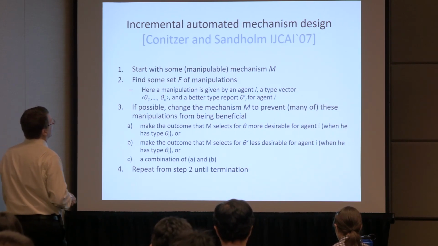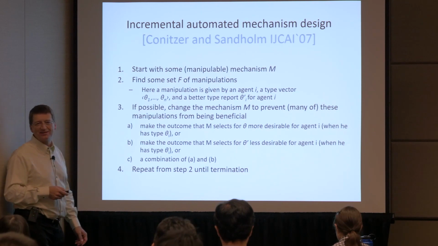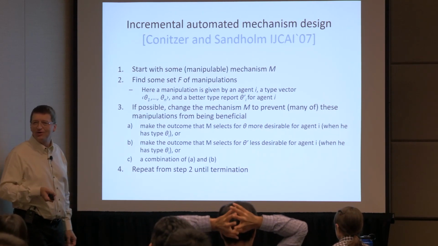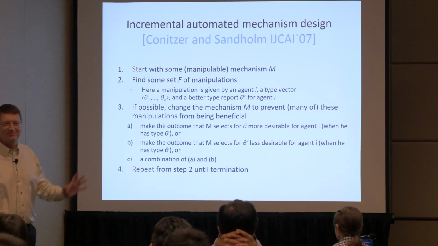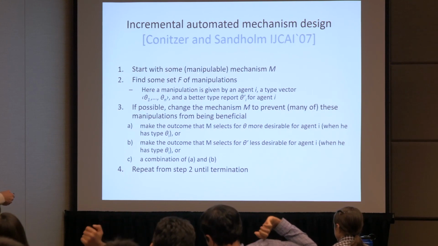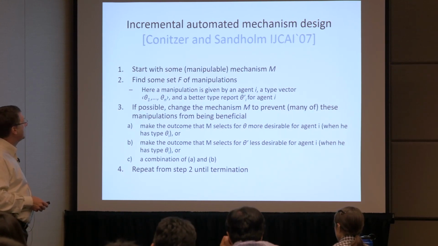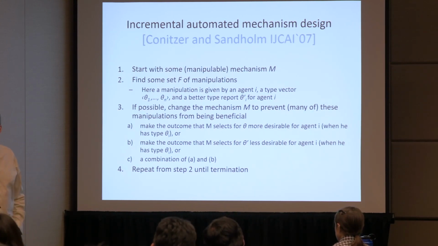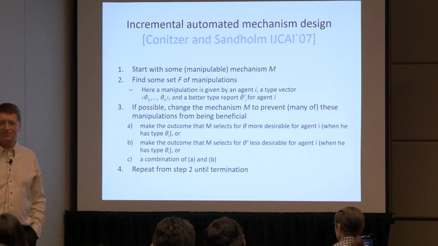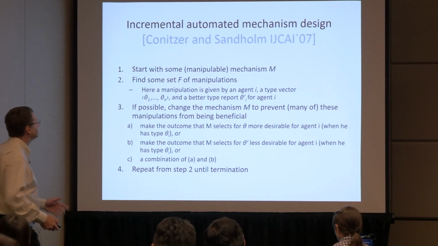And here's how it works. We call this incremental automated mechanism design, in that you're incrementally changing the mechanism to make it hopefully more IC and having other good properties. We start with some mechanism, typically a manipulable mechanism. And in the two examples I'm going to show you, we're going to start from the most famous mechanism, the most commonly used mechanism in their respective fields. And then I'm going to start to tweak them to make them better, algorithmically.